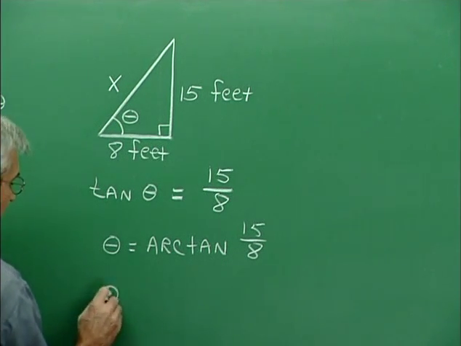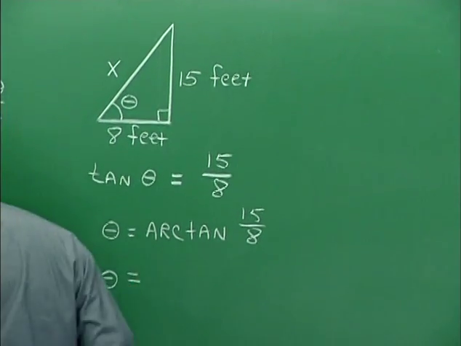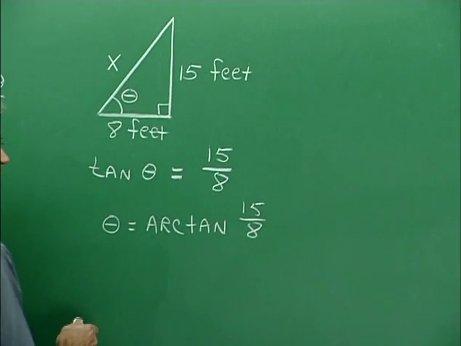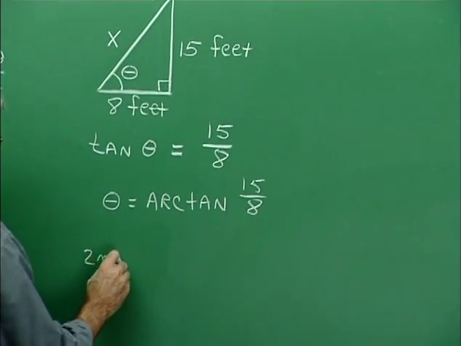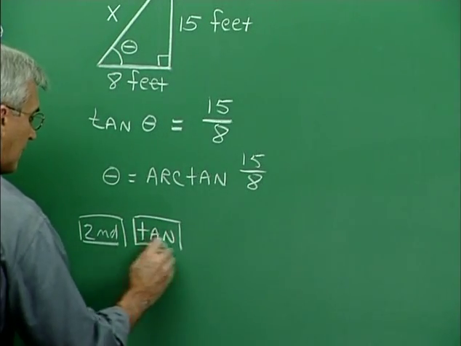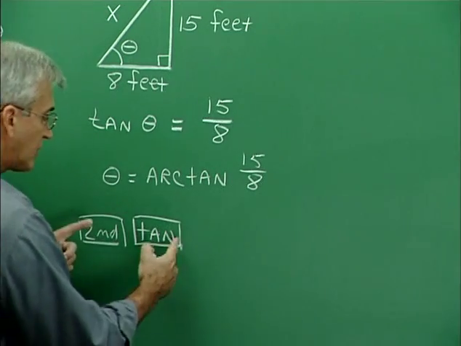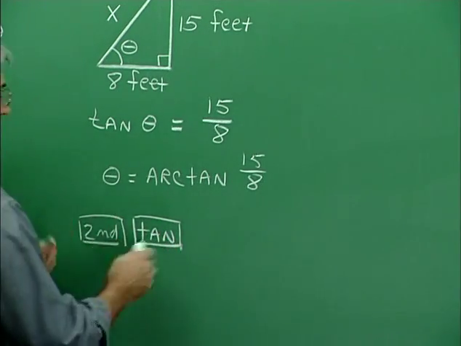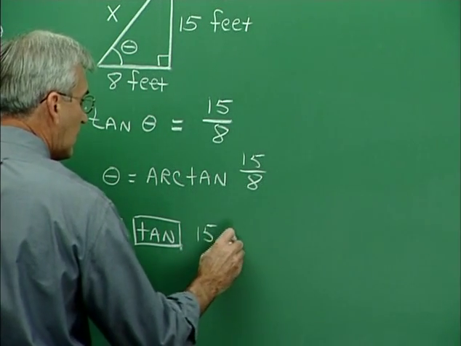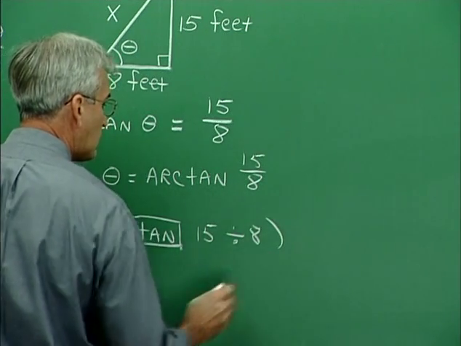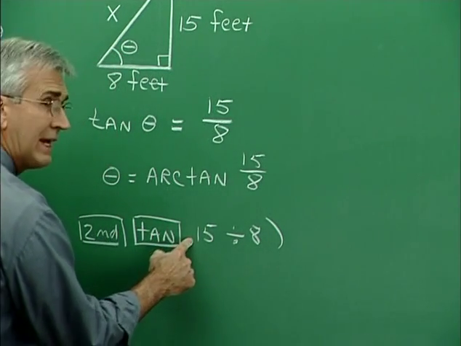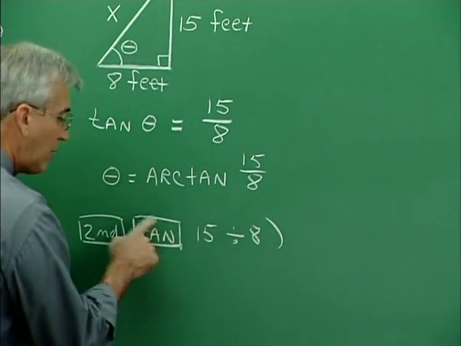So now let me write the steps in doing that. Here's what you do. You press second and then the tangent button. Now these two together, the second function on tangent, is arctangent. A parenthesis will automatically open, and then you enter 15 divided by 8, close the parenthesis. The parenthesis is automatically opened on many calculators now, so I'm not opening a separate parenthesis here. It's already opened when I do this.